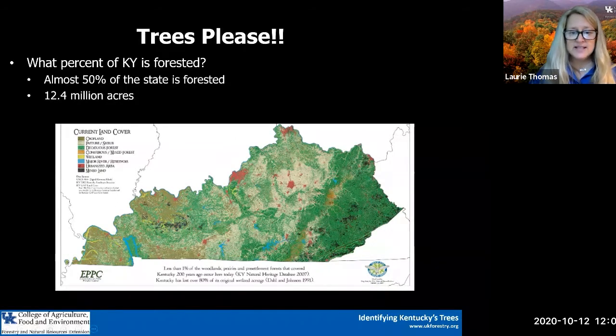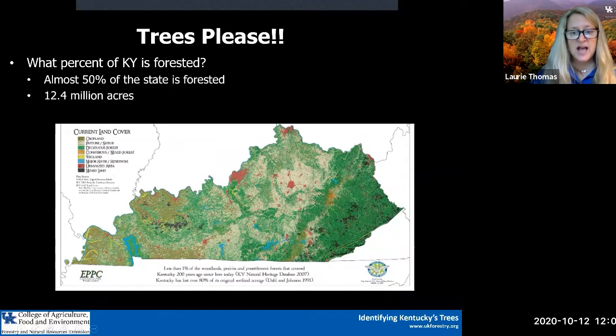And you'll notice in this nice map of Kentucky that the eastern half of our state is heavily forested, which makes sense. It's very rugged, rough terrain. Not a lot of farming can happen there. So it's a great place to grow trees, and a lot of trees do grow there. And I wanted to point out this part on the map too. This little line that I'm moving the cursor up and down is the Daniel Boone National Forest. This is one of our national forests here in the state.